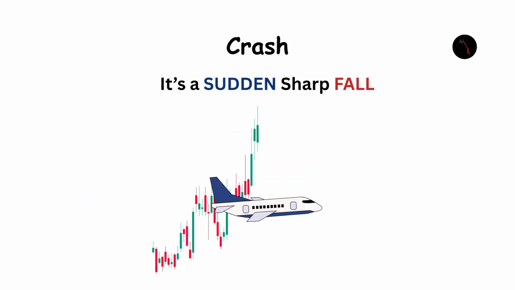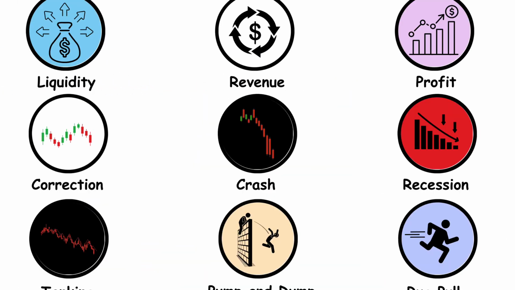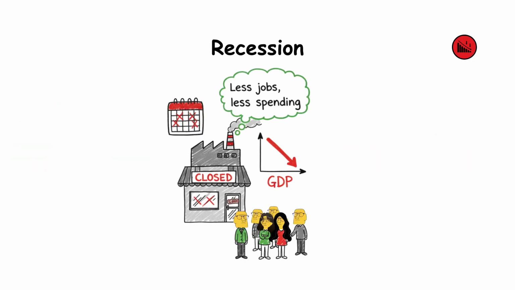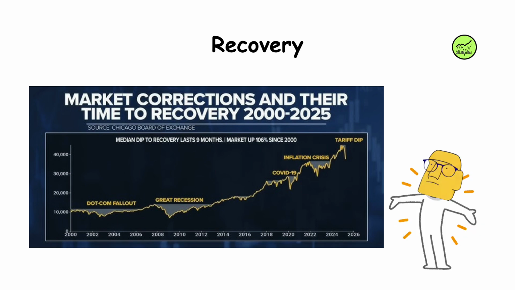Crash. A crash is a sudden, sharp fall in stock prices. Crashes often lead to recessions. Recession. A recession is when the economy shrinks for months or more. Recovery. Recovery is when the economy bounces back after a downturn.